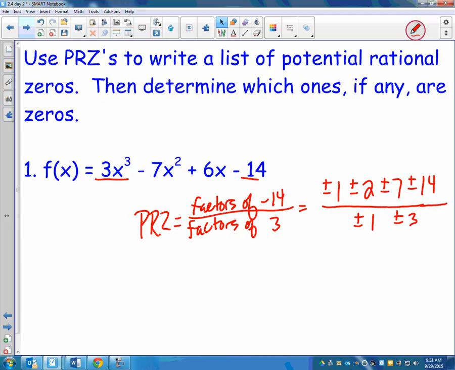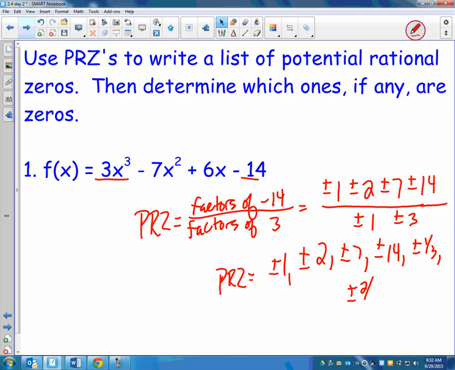And then you just have to work out all the possibilities. However you see it, I always go through and put all the numerators over each denominator and work it all out. So everything over 1: my list of PRZs is going to be 1 over 1, which is just 1, 2 over 1, which is just 2, plus or minus 7, plus or minus 14. But then I also have to put them over 3, and you want to reduce, and if it's already something you have, you don't have to repeat it. None of these are going to repeat. But then we'd also get 1/3. Oh, I didn't write enough down. Scoot over now. Plus or minus 2/3, plus or minus 7/3, plus or minus 14/3.